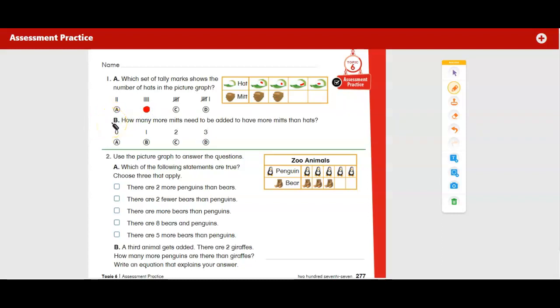Part B said how many more mitts would need to be added to have more mitts than hats. For this problem, I said to be wary of making sure you don't equal them. Don't just add 2, we want to have more than hats. So to do that, you would have to add 3 more for there to be more mitts than hats.